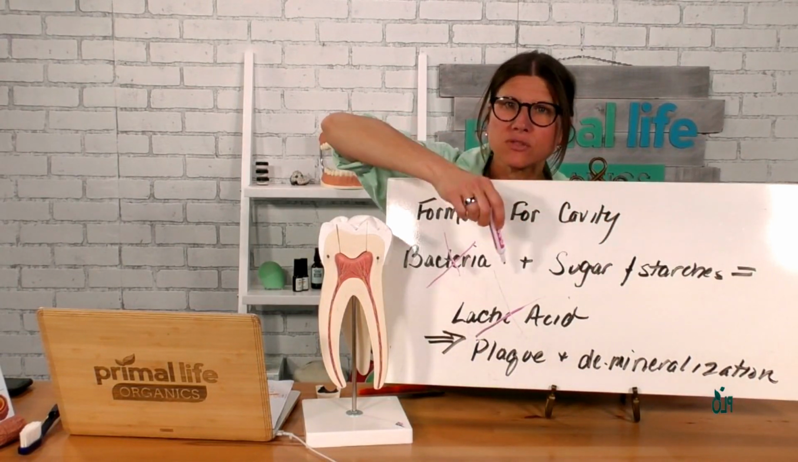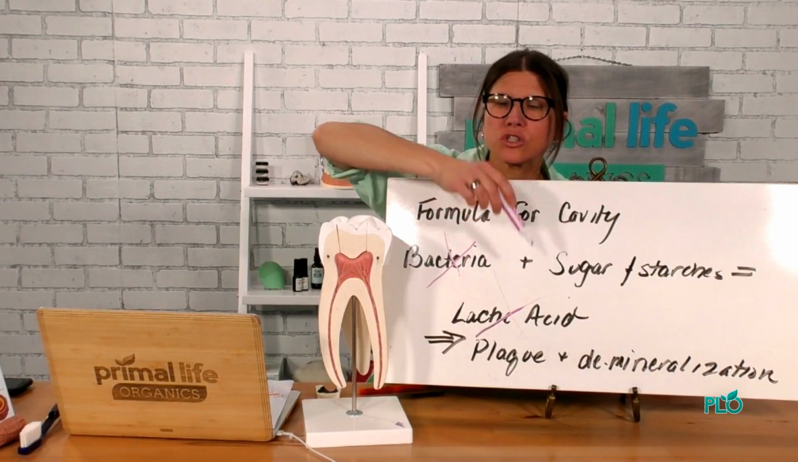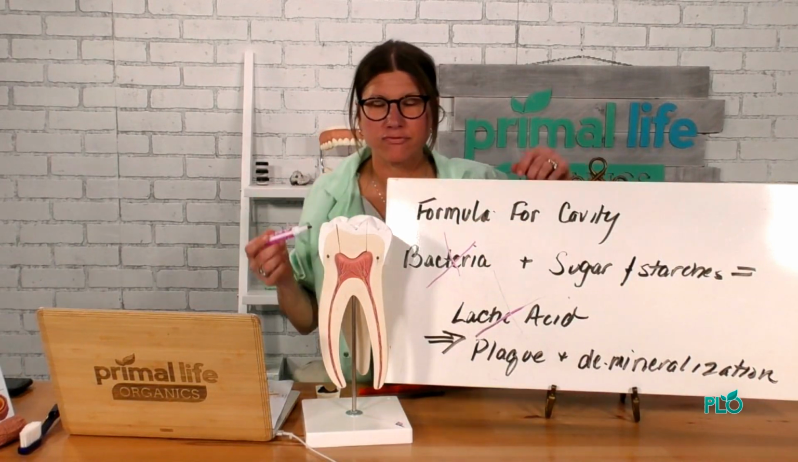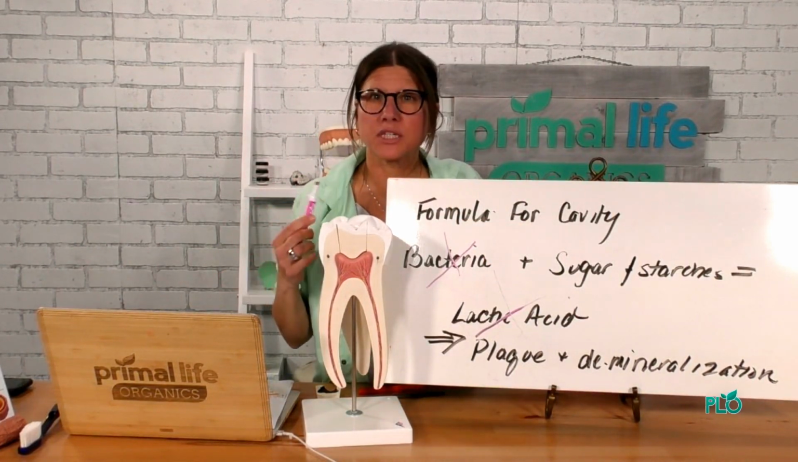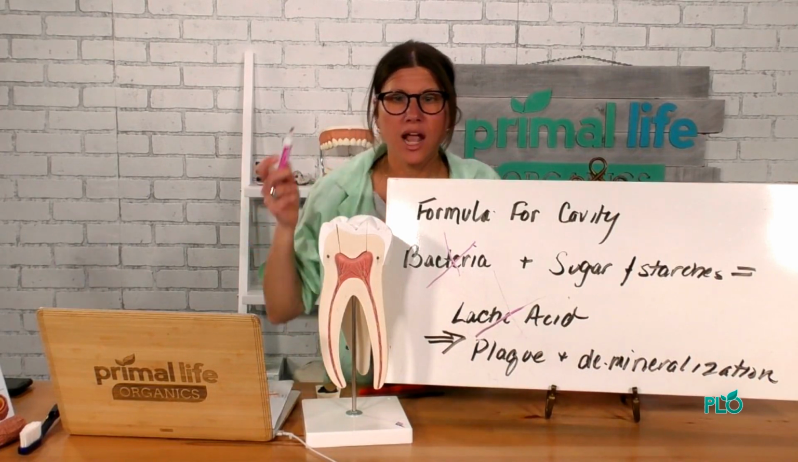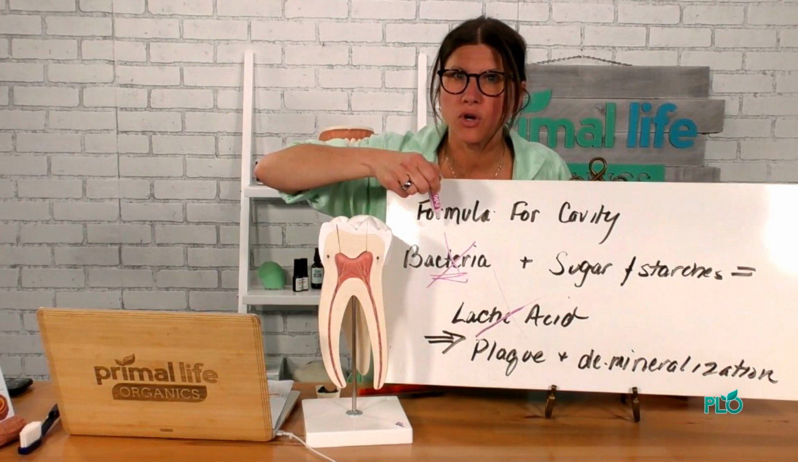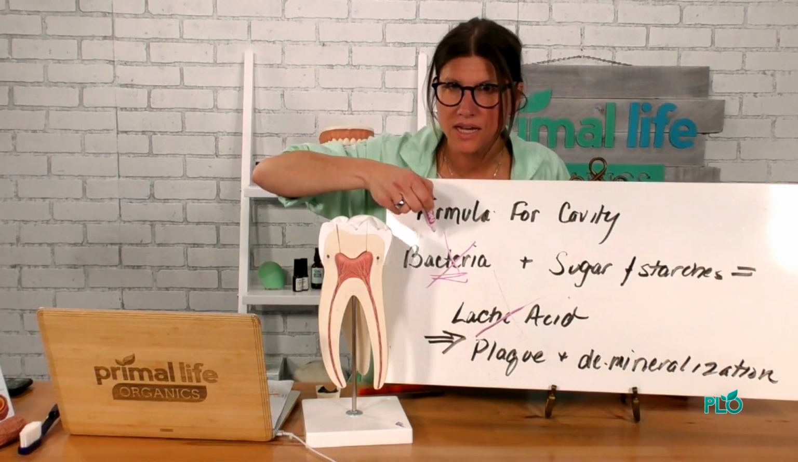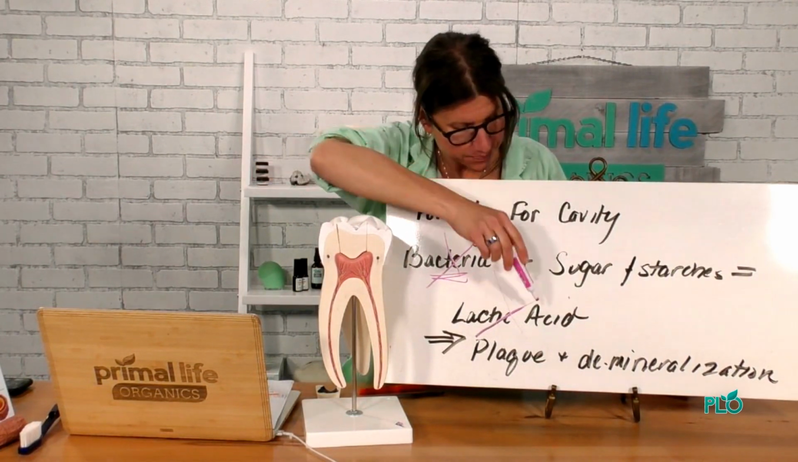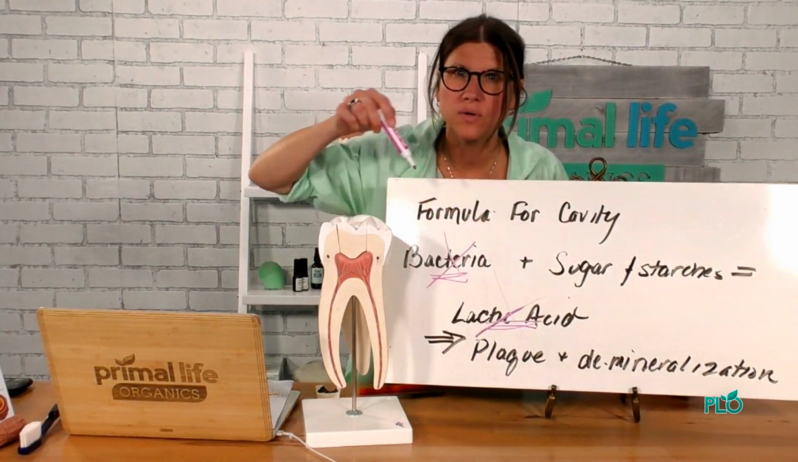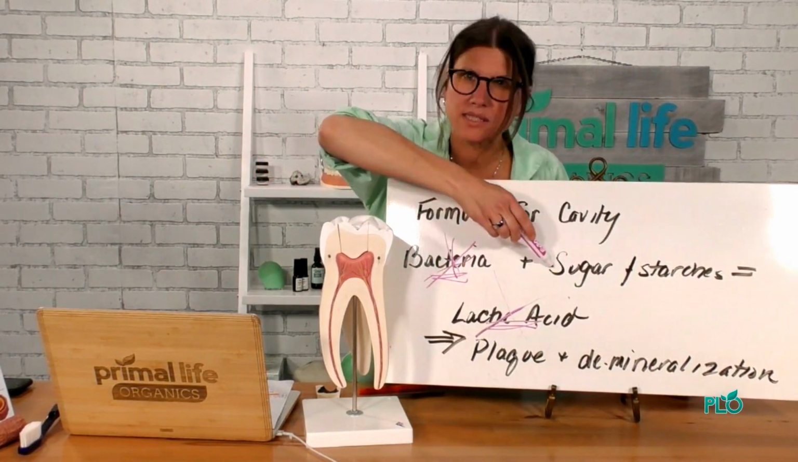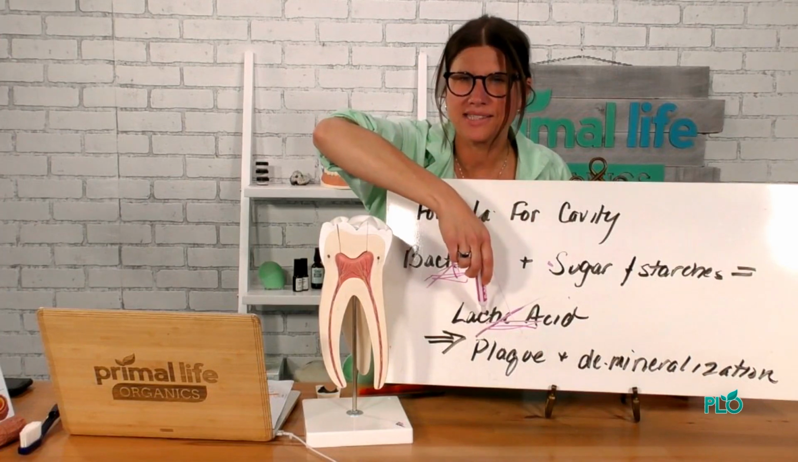So yes, while you do want to limit the sugar and starches, because obviously it's going to affect your dental health, that's not something you can completely erase out of the equation. But guess what? These are the two things that you can. You can get rid of bacteria or cut down on the bacteria that causes plaque and gingivitis. And by doing so, if you get rid of this and you eat some sugar, this doesn't happen, right?